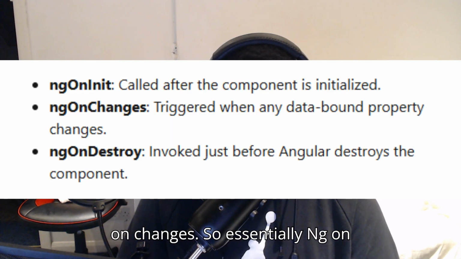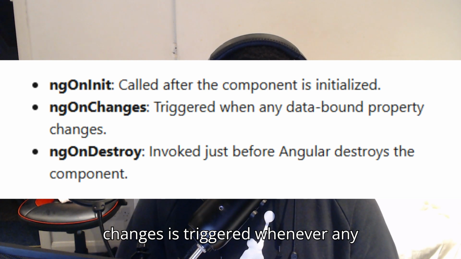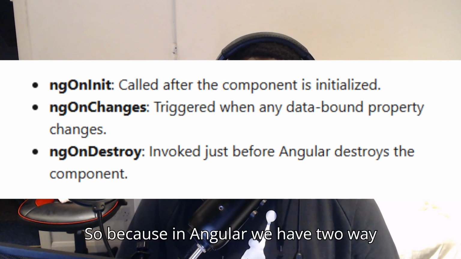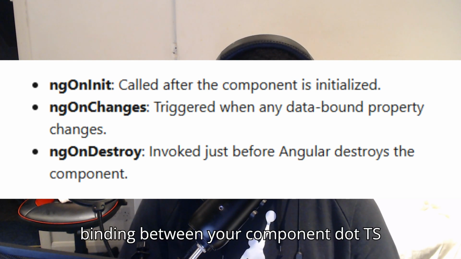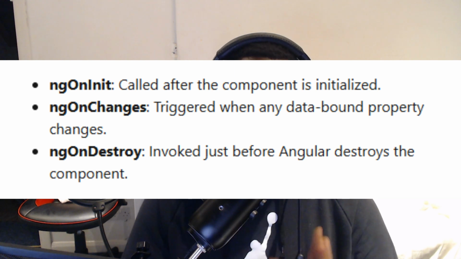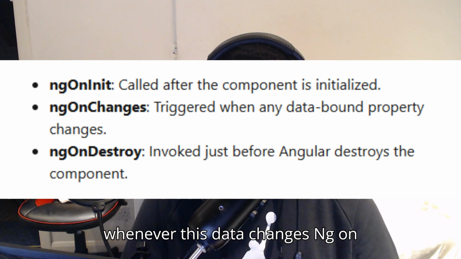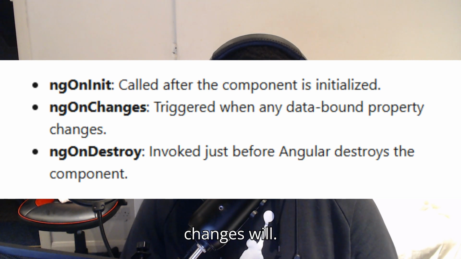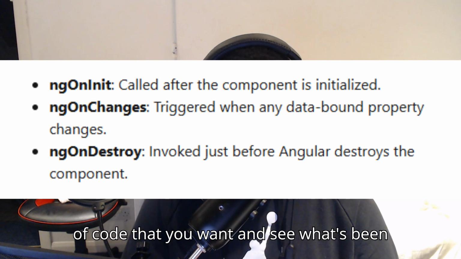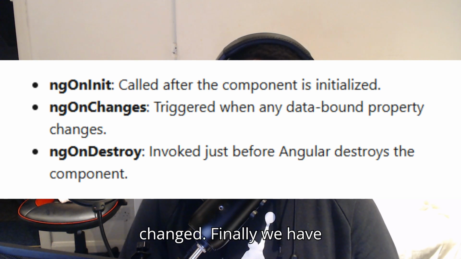So essentially, ngOnChanges is triggered whenever any data bound property changes. Because in Angular we have two-way binding between your component.ts file and your component.html file, whenever this data changes, ngOnChanges will trigger, and then you can write any sort of code that you want and see what's been changed.